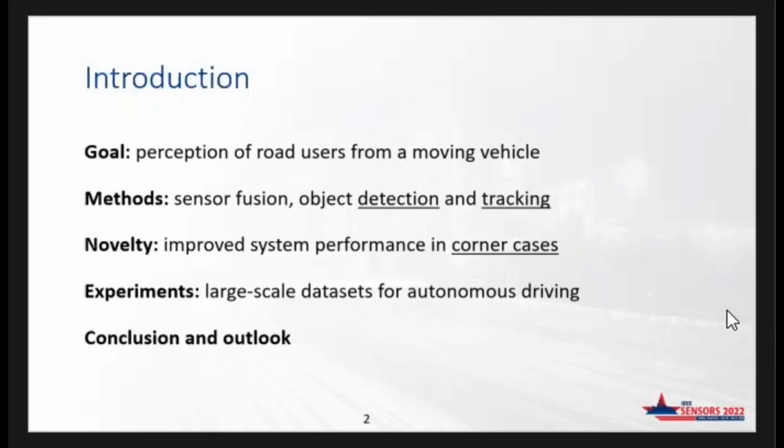So the novelty of my work is the improved system performance, so the improved tracking and detection of pedestrians in corner cases. And we'll see later what these corner cases are, but it's a really difficult problem in general, and it's basically these corner cases that are stopping the deployment of autonomous or self-driving cars in the market today. So in the end, I'll show you some experiments that we did on a large-scale data set. There are some conclusions and outlook for the future.